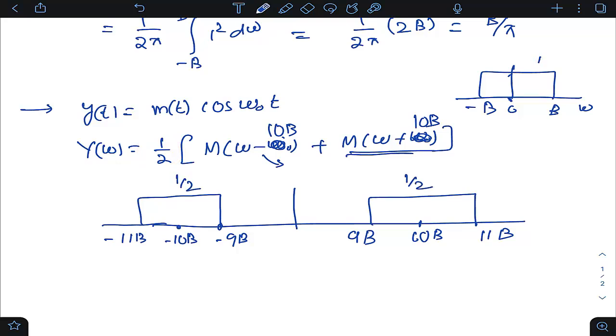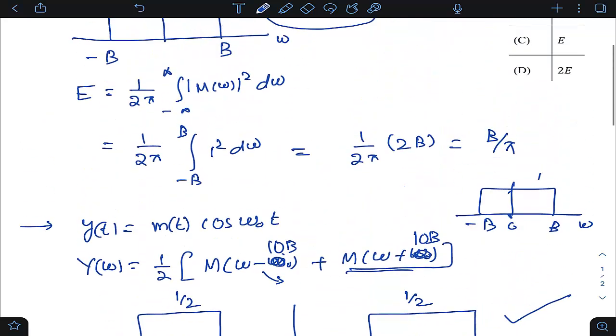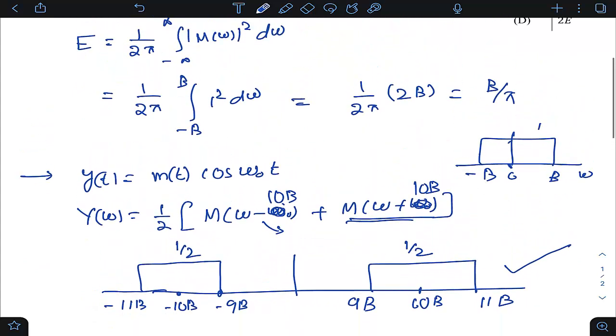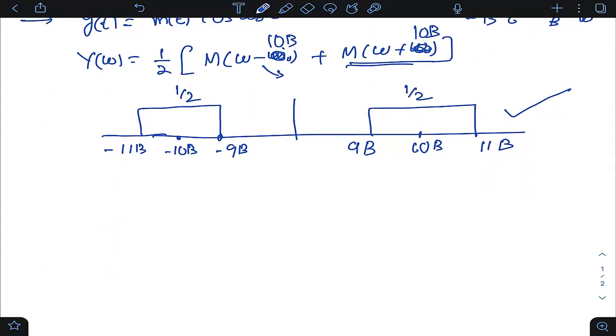We are supposed to find the energy of this signal in terms of E, because E is B by pi. Then I have to calculate the energy of this so that we can correlate. So how do we calculate the energy of this?